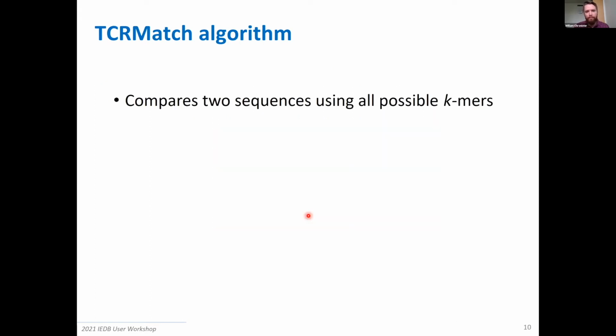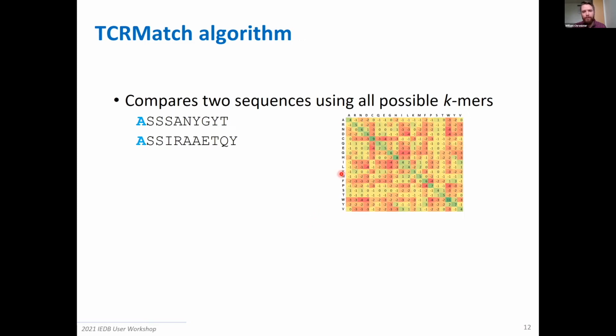So the algorithm that TCRMatch uses compares 2 sequences using all possible k-mers, and it's going to do so using this BLOSUM62 matrix. So it'll start by looking at each amino acid individually. So we start with k equal to 1, and we compare A to A, checking the score for how good that comparison is, and then it compares A to S, A to I, and so on for k equals 1. And it'll go through every single possible combination between the 2 sequences.